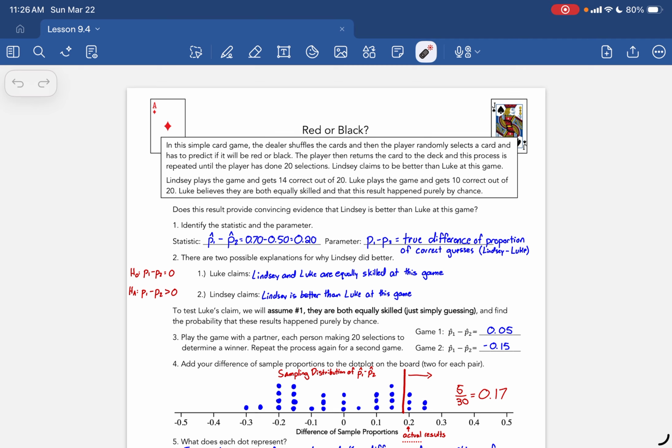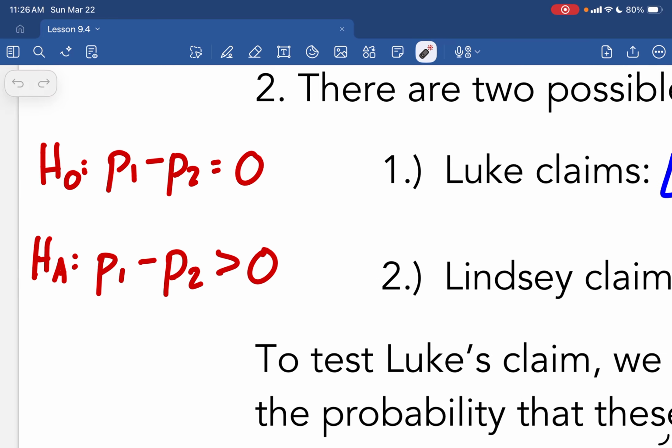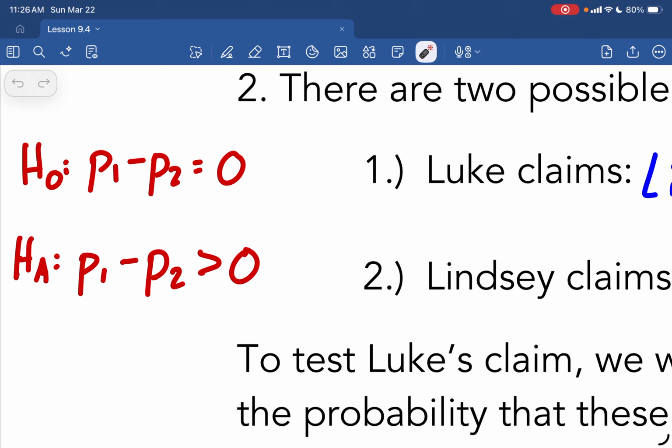We have two claims here. These two claims we can write out in sentences, or we can use our null and alternative hypotheses. With differences, you're going to see your null be that there is no difference, or that P1 minus P2 equals 0. And then your alternative is going to be one of the three other options between greater than, less than, or not equal to 0.